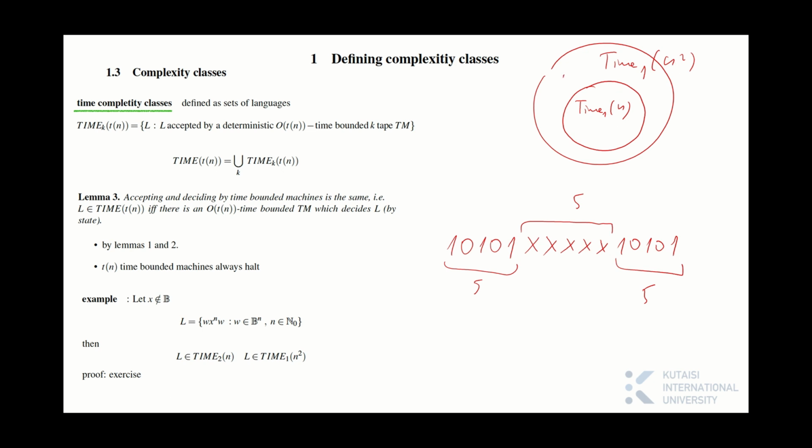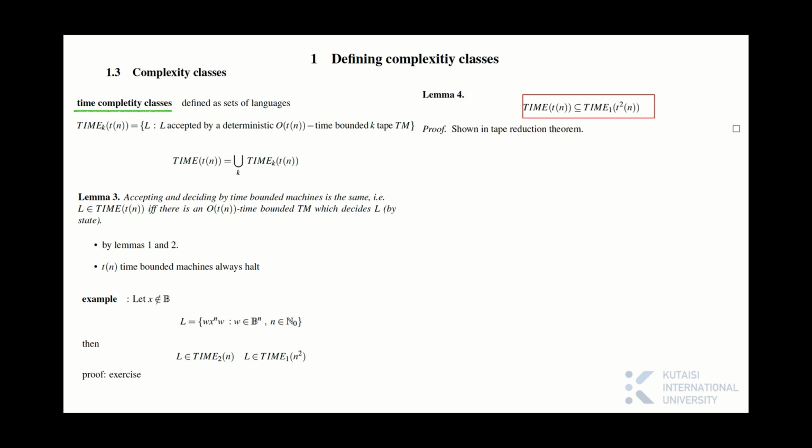So I know that my language is here, but how do I know that it's not here? I know that my language on 2 tapes, I can do it in linear time. So what about, can I do it on 1 tape in linear time? So these are the questions of complexity classes. And this is where the P comes in.